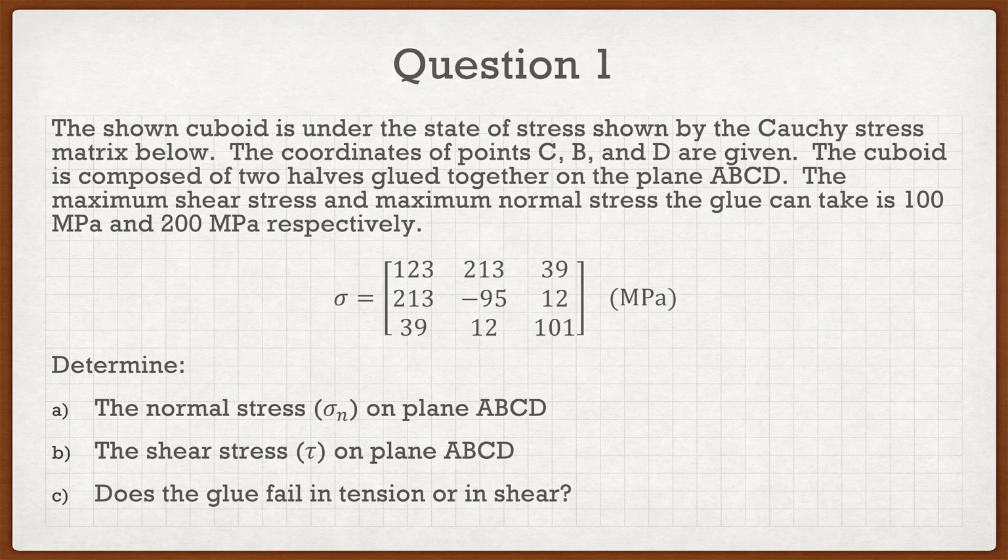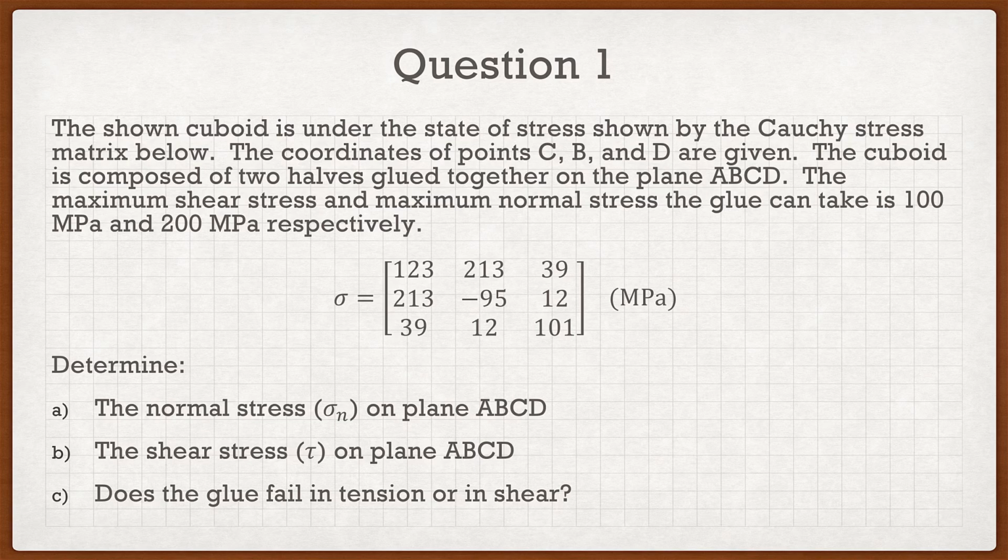Of course, on your figure or in the text, you will be given the coordinate points of points C, B, and D. And it says the cuboid is composed of two halves glued together on the plane ABCD. If we look at this cube, it actually looks like two wedges glued together. That's going to be the key moving forward. This isn't a cuboid, it's actually two wedges glued together.